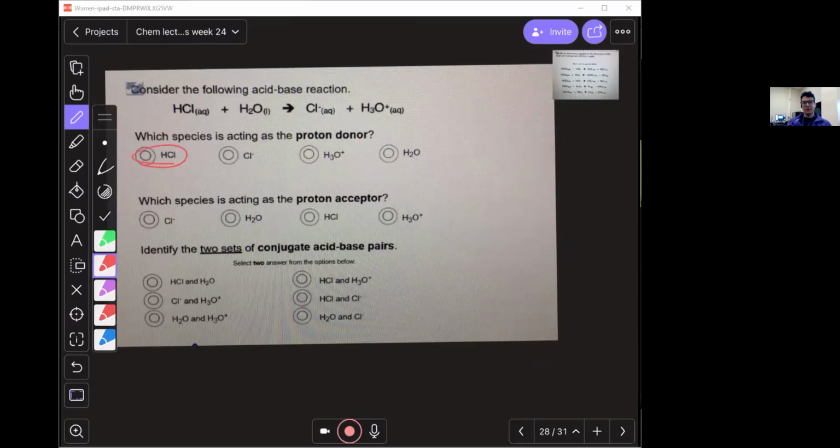Which one accepted the proton? Send me in chat. Which one accepted that proton? Nope, that has already accepted the protons. Yeah, so H3O, the hydronium, is not accepting of the proton. It already accepted it. Who had to accept it to become H3O? It would be this guy here. Okay. That makes sense.